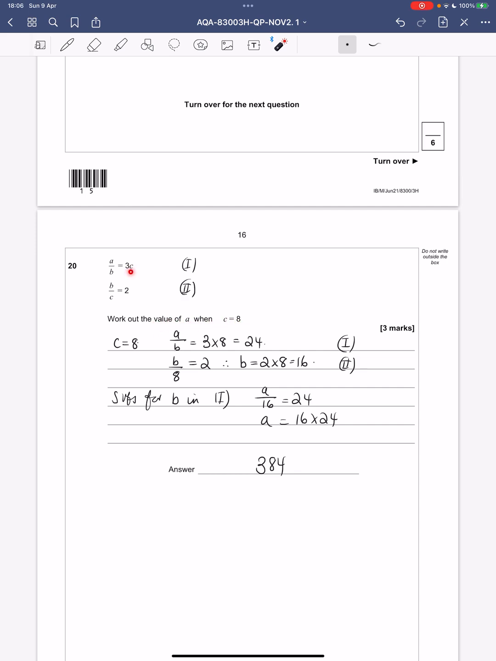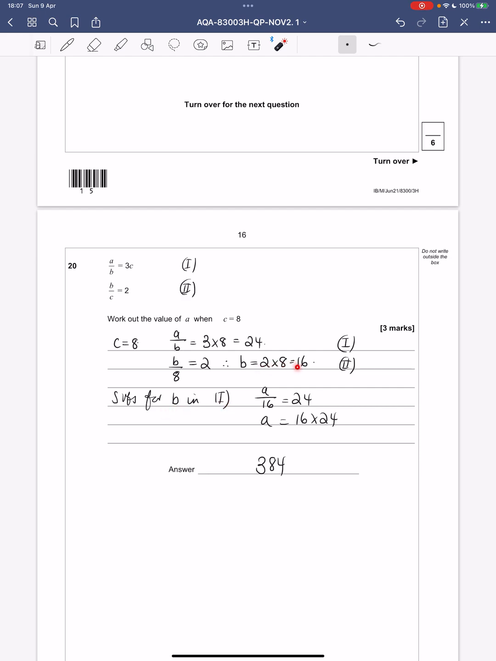So c is 8, so a divided by b is 3 times 8, which is 24. That's equation 1 again, with c is 8. And then b over 8 is 2. So b is 2 times 8, which is 16. So we go back, substitute for b.